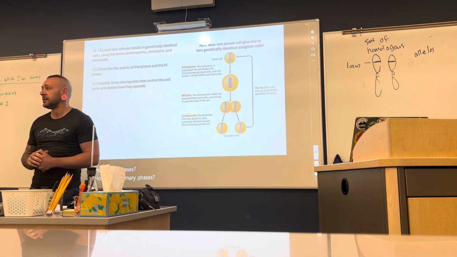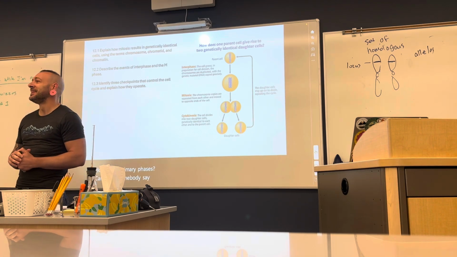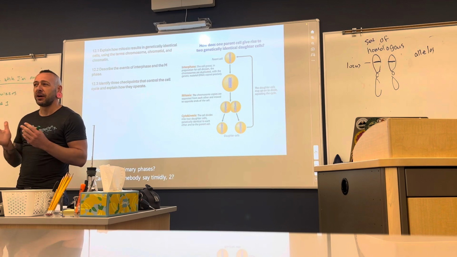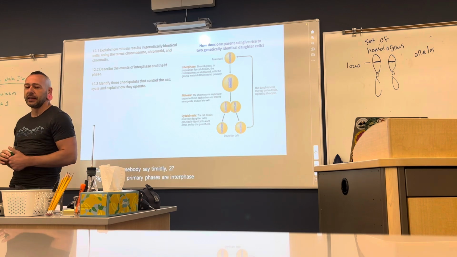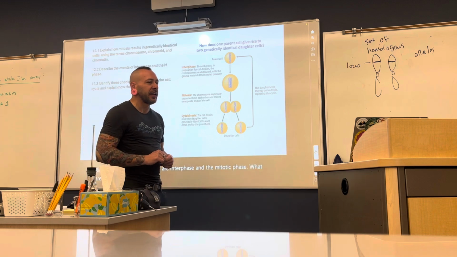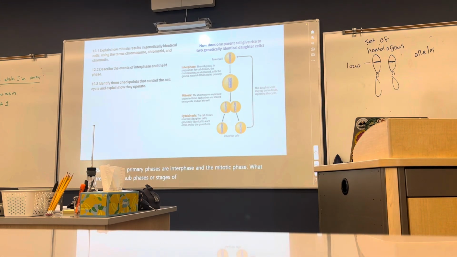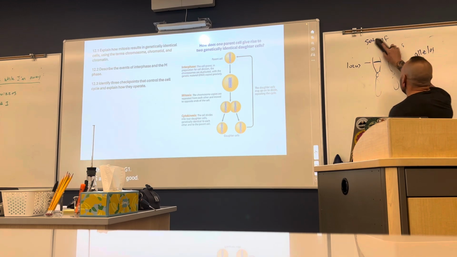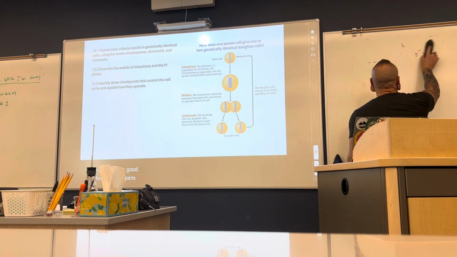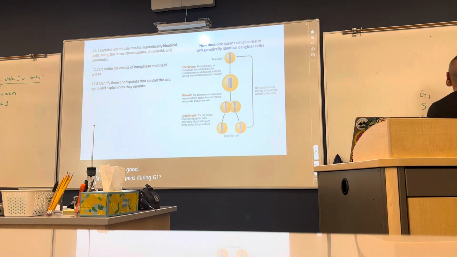Did I hear somebody saying timidly 2? The 2 primary phases are interphase and the mitotic phase. What are the 3 subphases or stages of interphase? There we go. G1, S, and G2. Very good. And what happens during G1? Yeah, just a cell growth stage. We want to make sure that we have enough stuff to split.